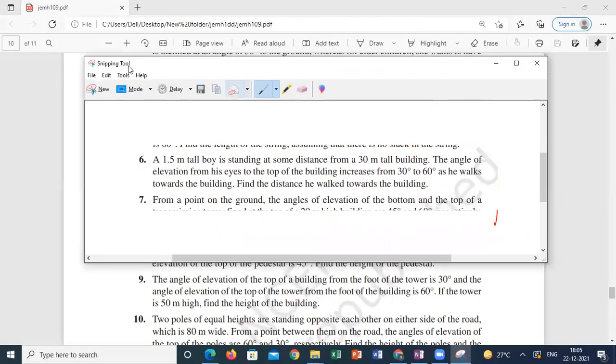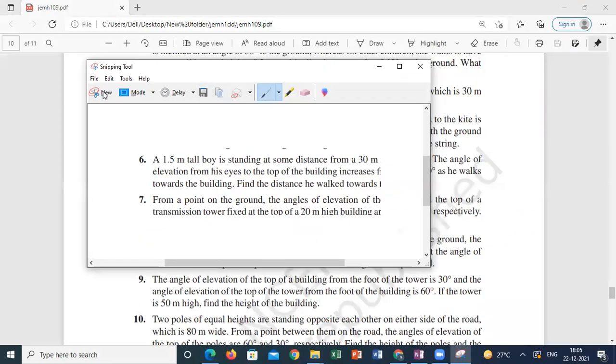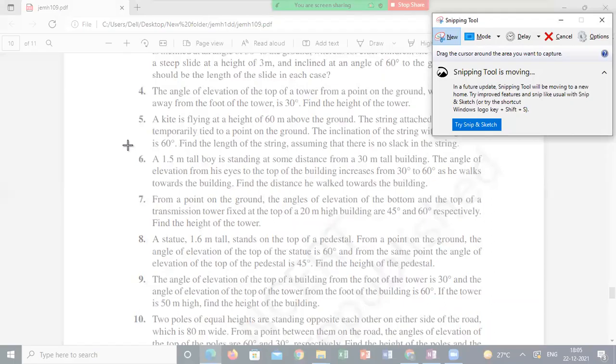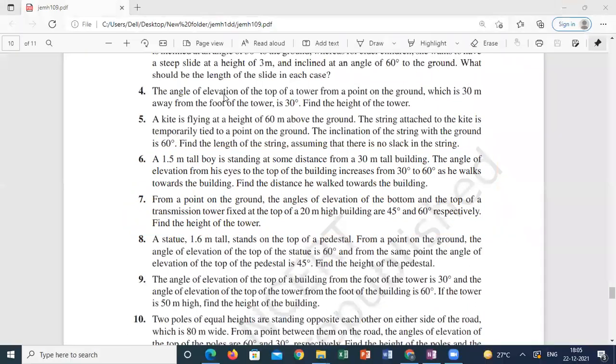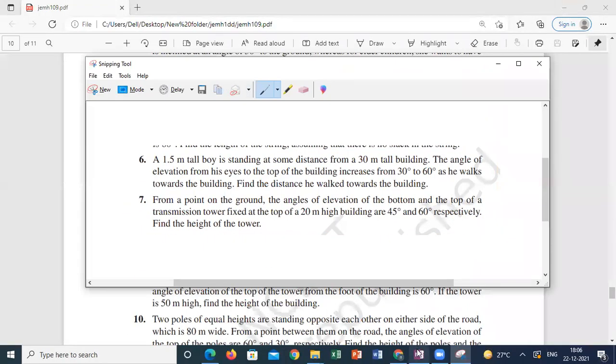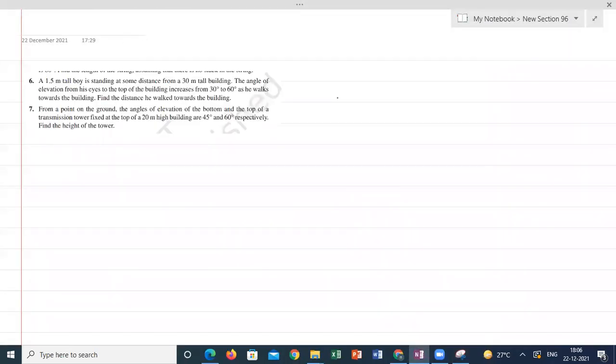What is the first step of these questions? Visualize the situation and try to draw the diagram related to it. Identify which angles are important and what needs to be calculated. Here you have to calculate some distances: the distance between two points, the height of something, the distance between observer and something, or between object and something. So try to solve the 6th one.